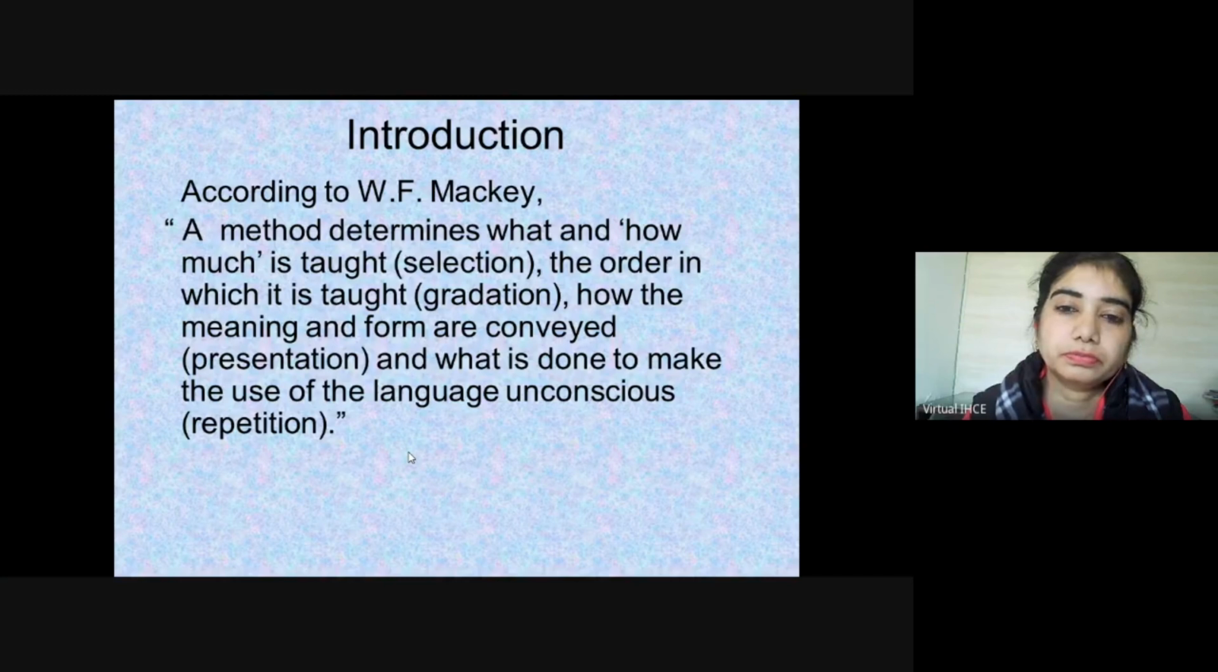your material, your instructions, your definitions. How you are going to convey it: through a PowerPoint presentation, or through the lecture method, or using the blackboard. So how meaning and form are conveyed is also a part of the method which you are using.